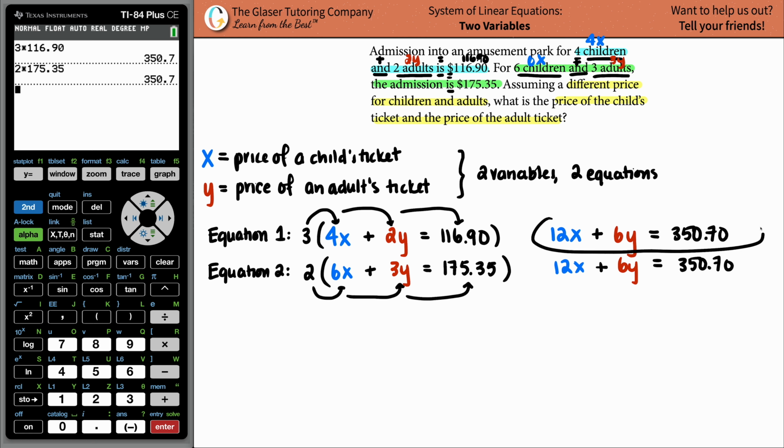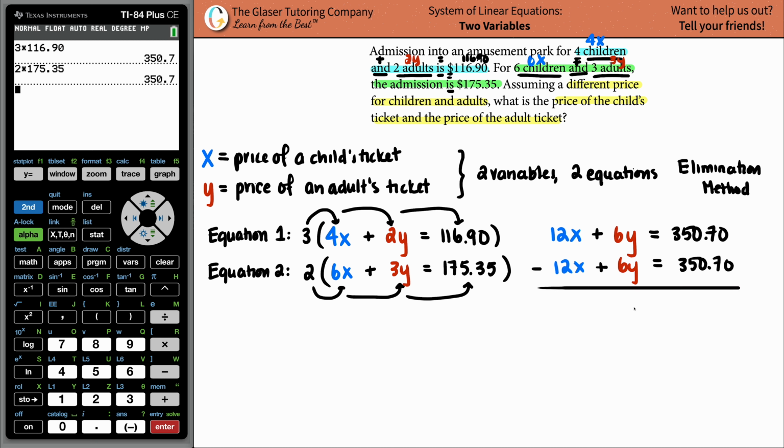Because here's my equation 1, and here's my equation 2. Everything is identical, right? So if we are going to use the elimination method, which is what we're going to do, elimination just means that you're going to subtract your two equations. So if we do subtract, let's see what happens. And you have to subtract all of your variables. So we're going to be subtracting with the x's, we're going to be subtracting with the y's, and we're going to be subtracting with the known values that are on the other side of the equal sign.